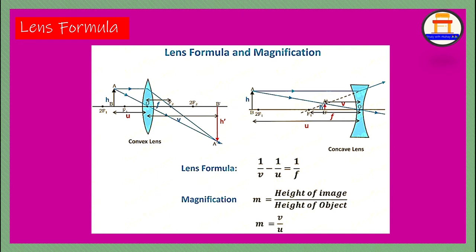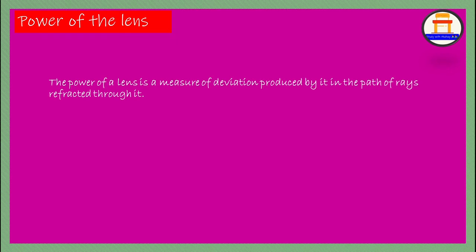Okay, next, power of a lens. Power of a lens is one more basic concept. The power of a lens is a measure of the deviation produced by the part of ray refracted through it. Basically, what is the power of a lens? They might not ask you the definition. If they ask you the definition, it is basically the measure of the deviation produced by the part of ray refracted through it. That is nothing but the power of the lens definition.